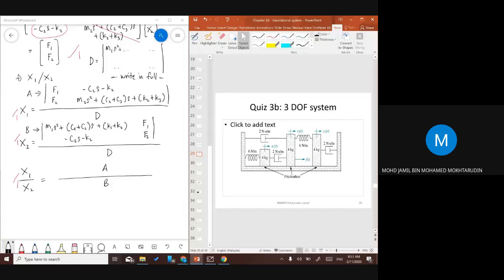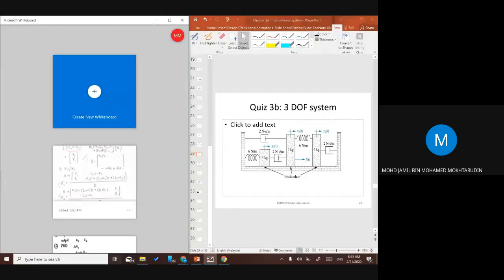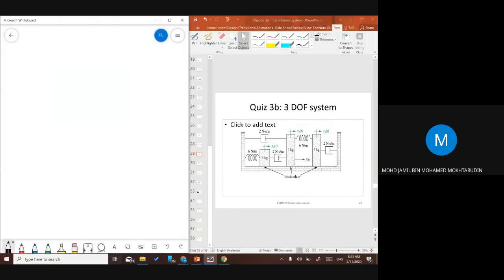Okay, so let's look at the next question, 3B. Okay, so in exam, usually it will be 3 degree of freedom, okay? So for 3B, I ask you to draw the free body diagram and write in terms of matrix only, okay? So you don't need to solve X1, X2, X3. Okay, so let's look at this question.